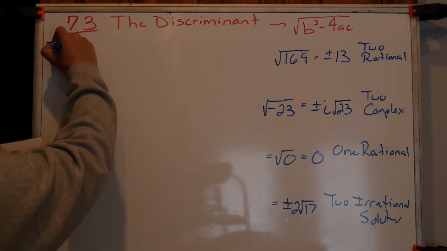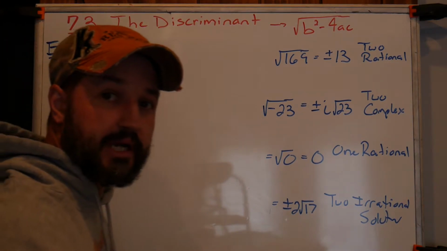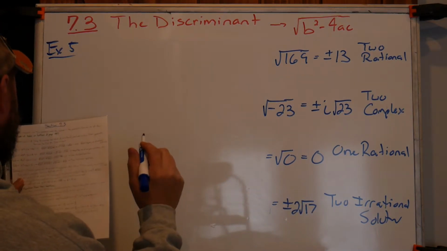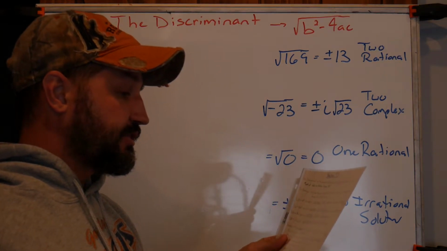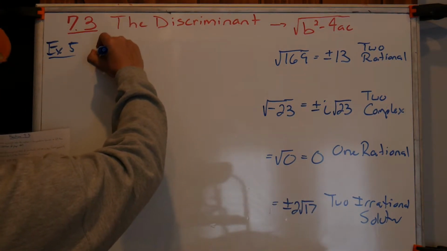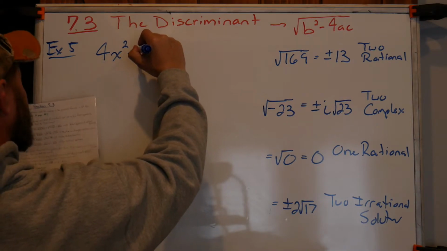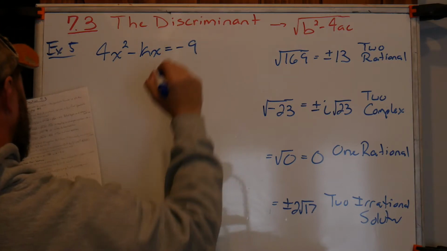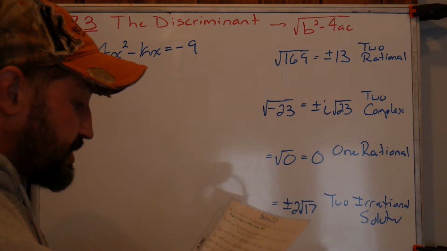So example 5, and we'll see how we're doing for time. I plan on breaking this into 2 videos, but I might not have to. Example 5 says, find an appropriate k so that the equation 4x squared minus kx equals -9 has exactly one rational solution.